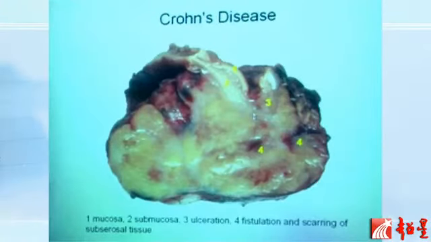So here this picture shows us the gross view of Crohn's disease. This is mucosa, submucosa, and here we can see this sharp ulceration. And this ulceration, perforation, then the fistulation and scarring of the subserosal tissue here.